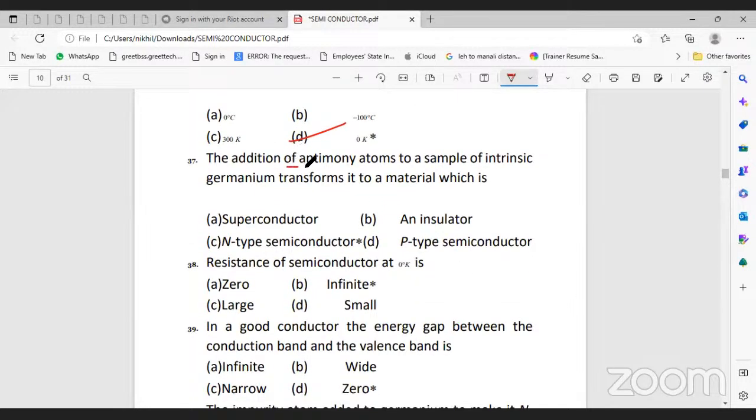The addition of antimony. You know that antimony is a pentavalent, which contains 5 electrons. Therefore, it becomes an N-type semiconductor.